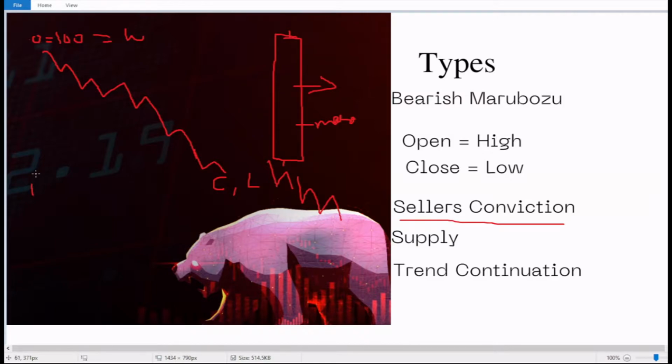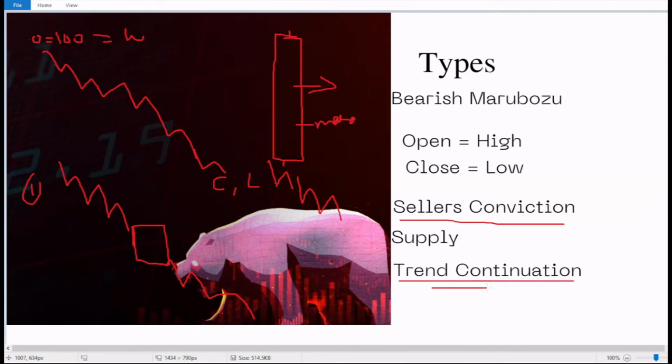Continuing with the same point, a red Marabozu or a bearish Marabozu also indicates a trend continuation. What I mean by this is, if the price was going downside and then you have a red Marabozu, it indicates that the prices might fall further or dip further. This is an important point in terms of Marabozu. So a red Marabozu or a bearish Marabozu indicates negativity in the market.